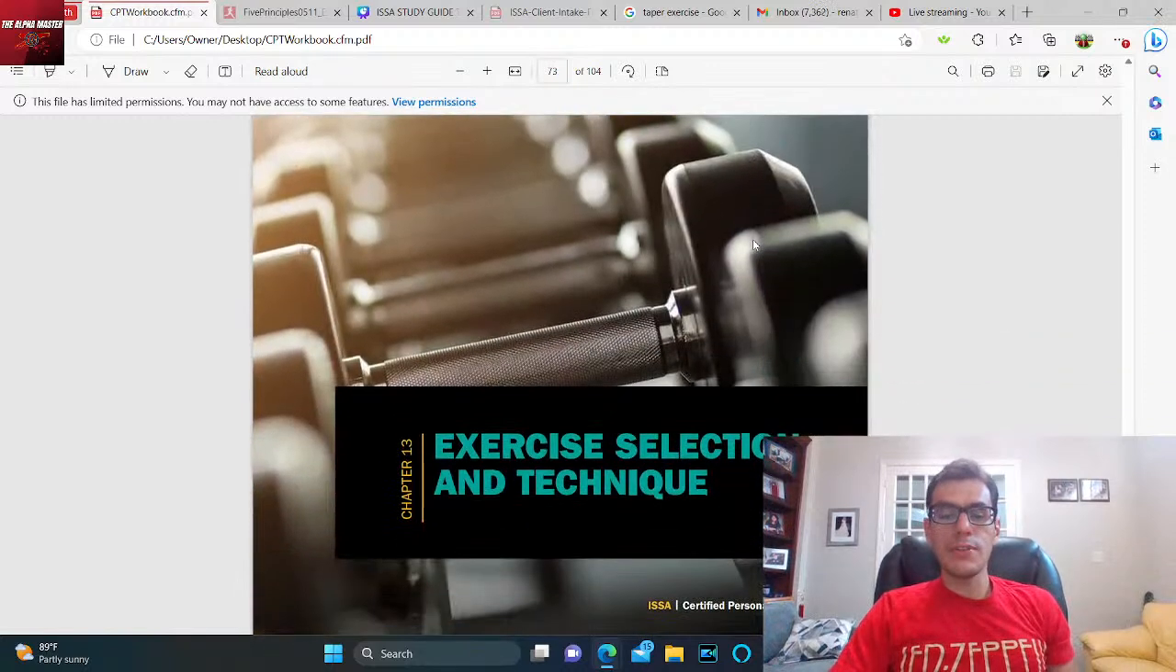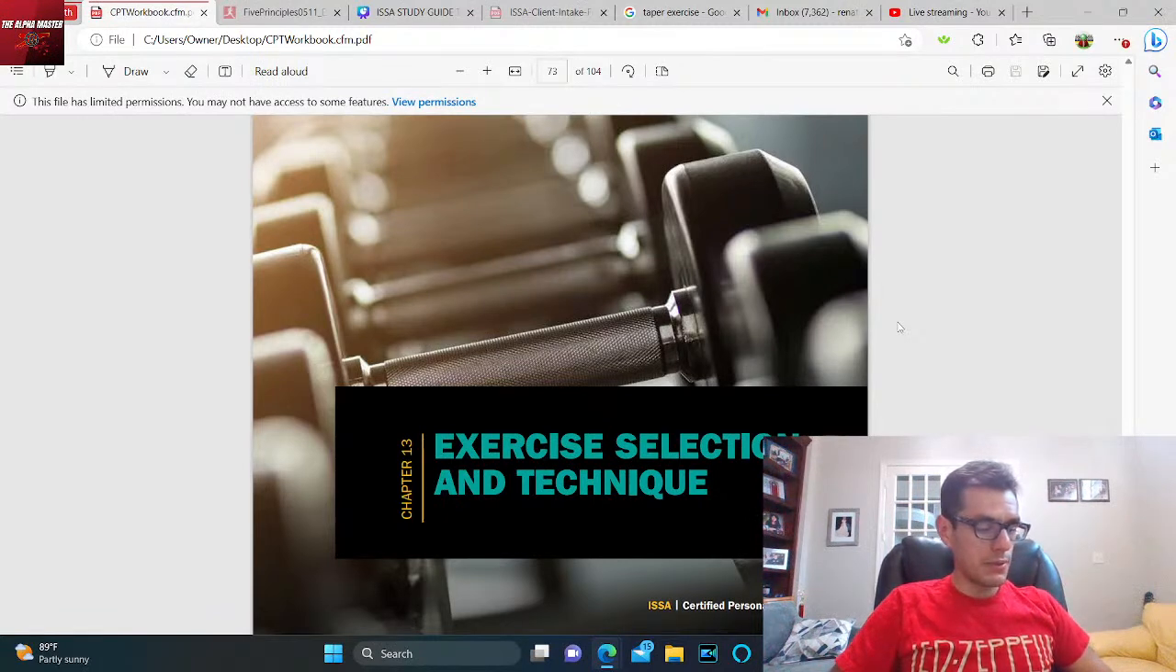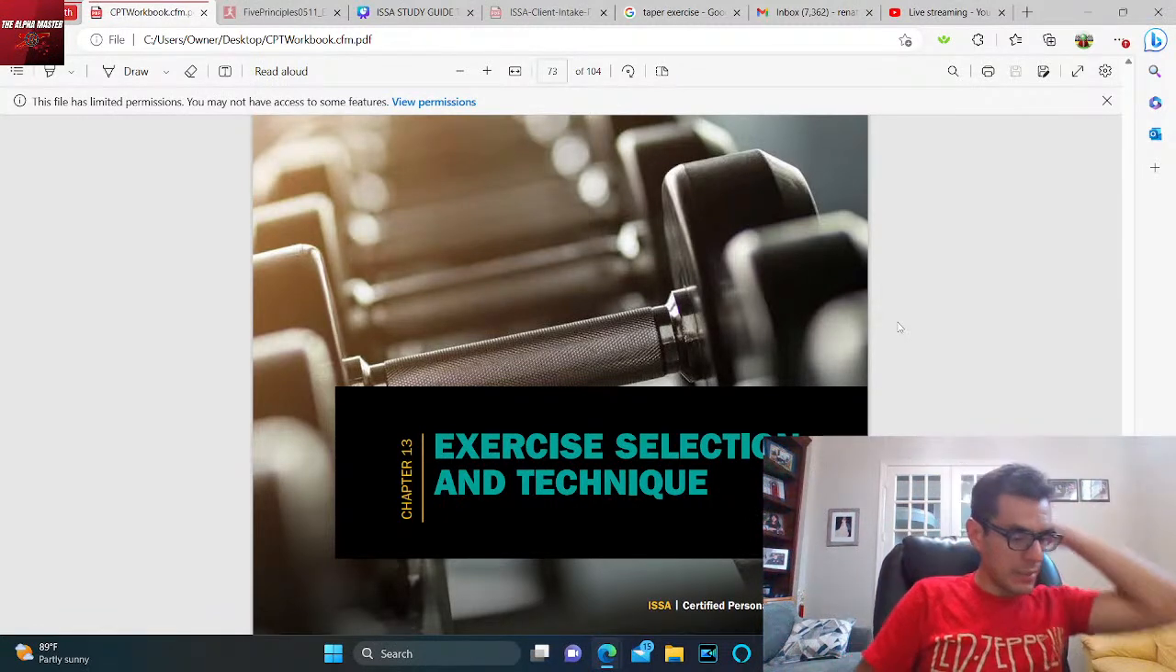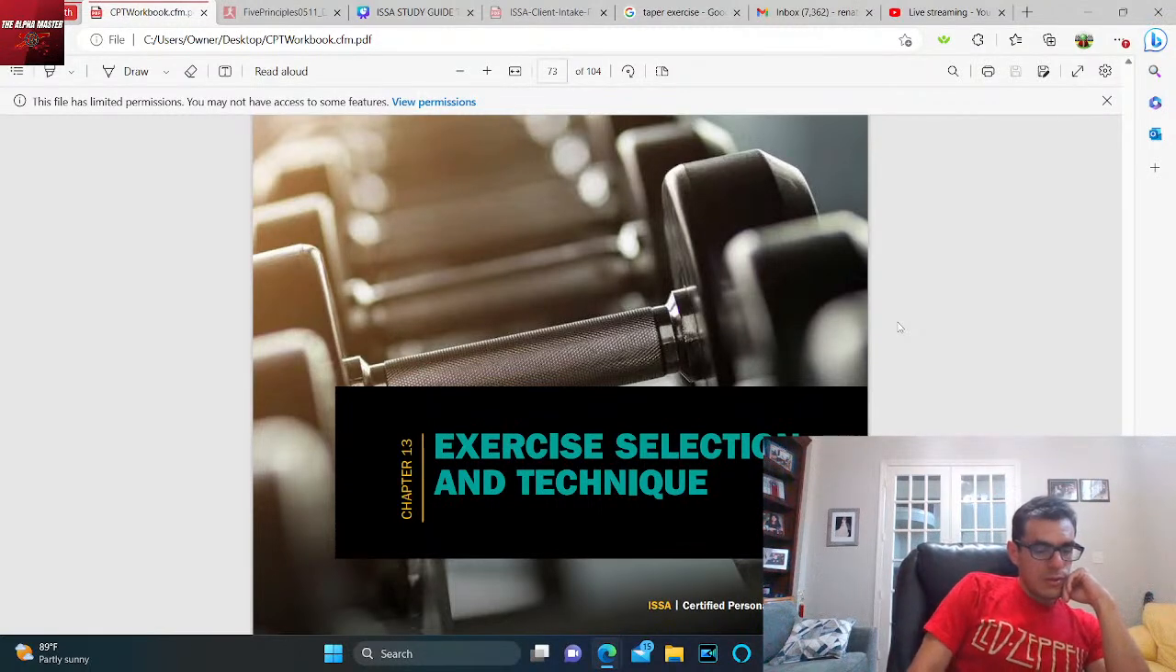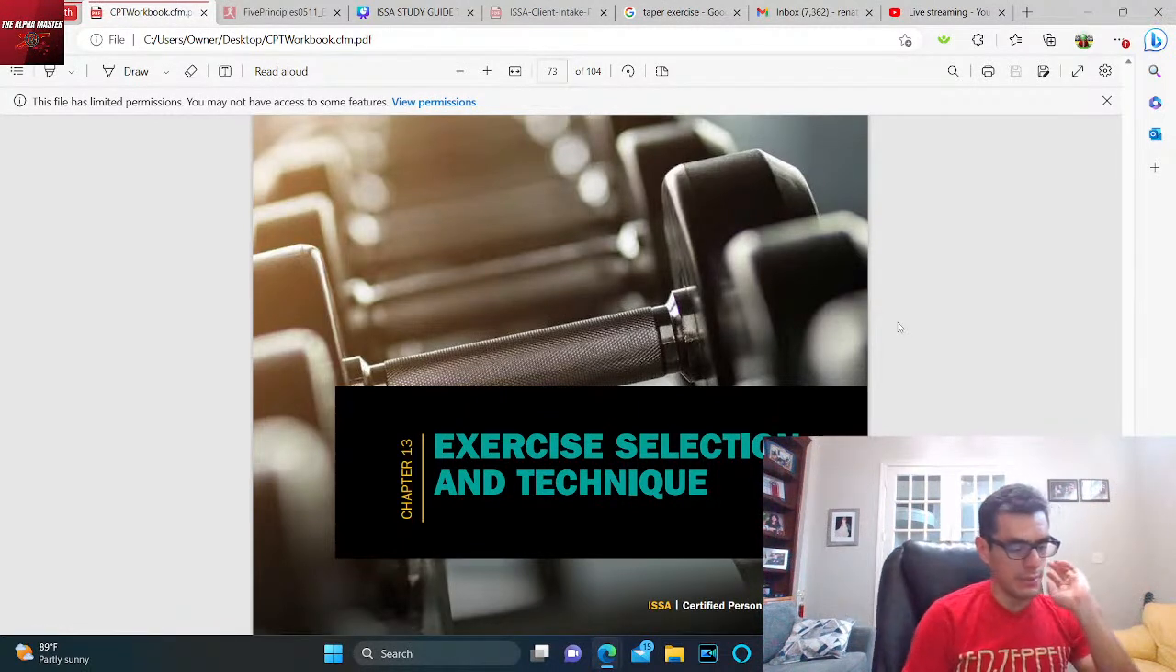In here, now the exercise selection and technique. A combination of strength and speed is going to be power. Exercise progression and regression. Progression is going to be modifications to acute training variables that increase the challenge of a movement pattern, and regression is going to be modifications to acute training variables that decrease the challenge of a movement pattern. And power is going to be a combination of strength and speed.